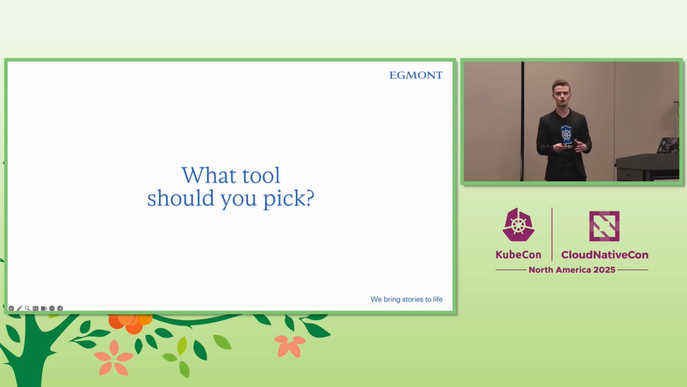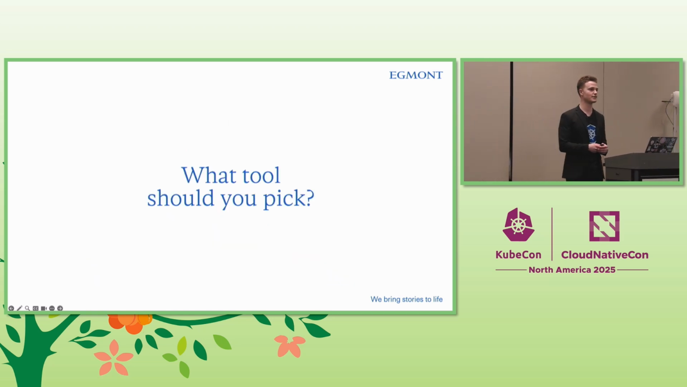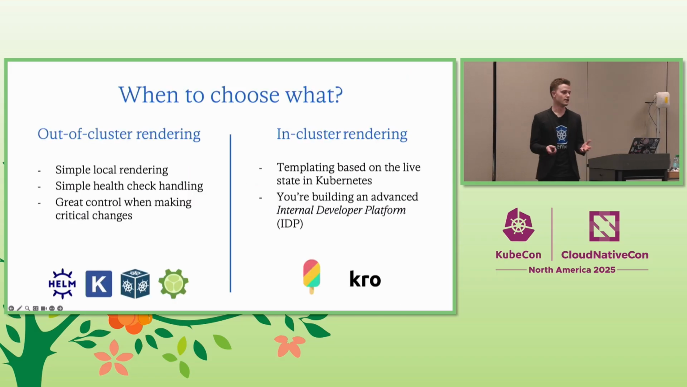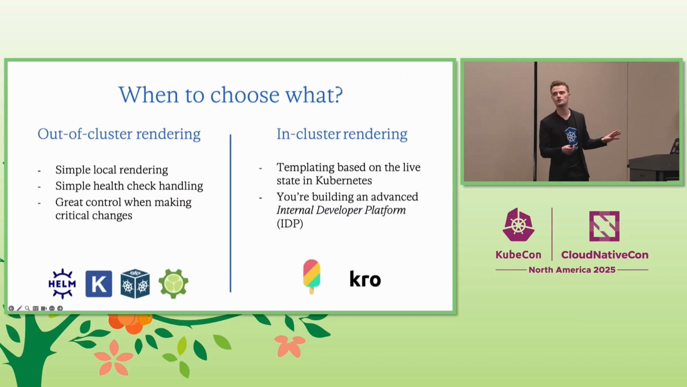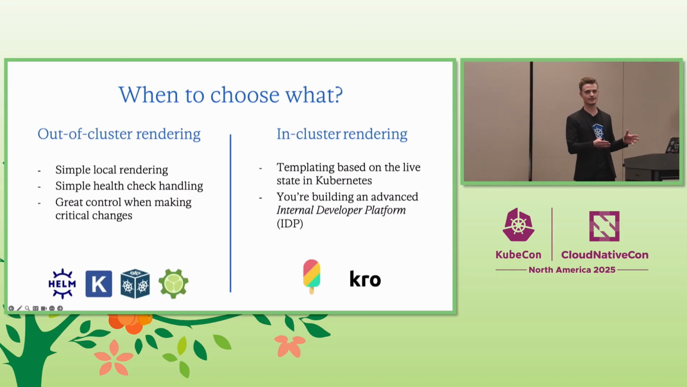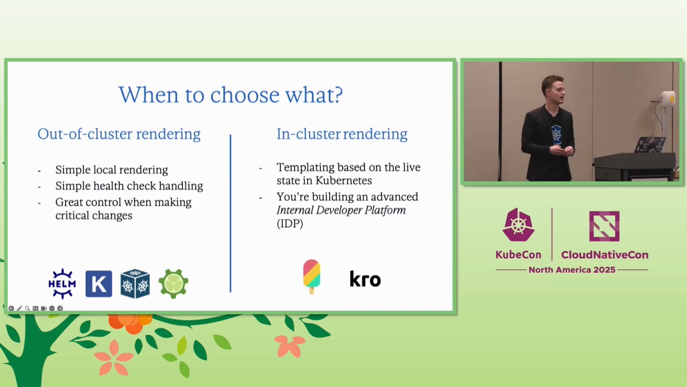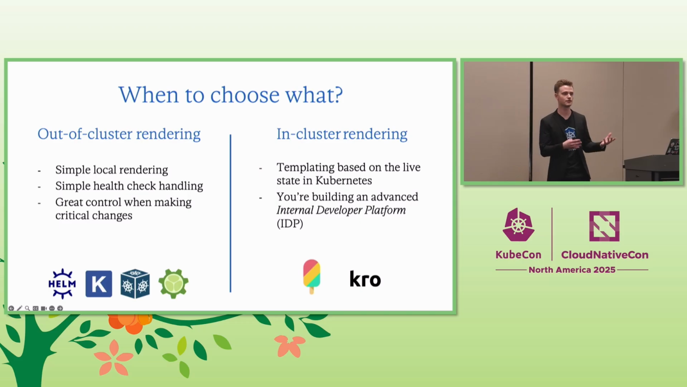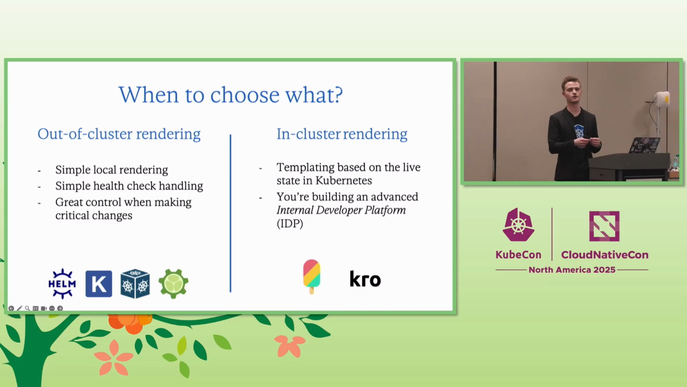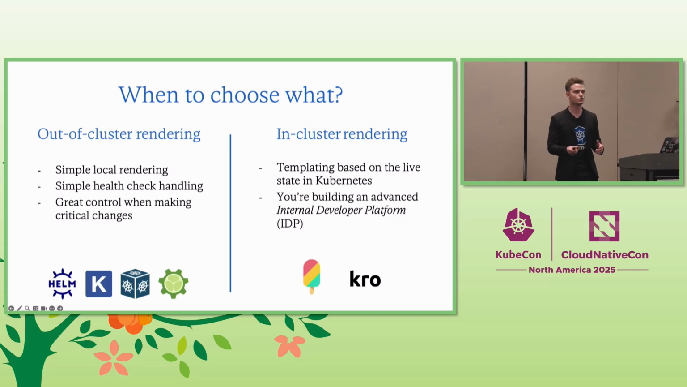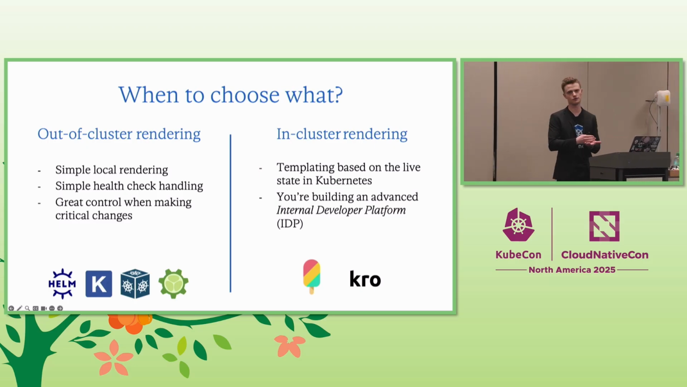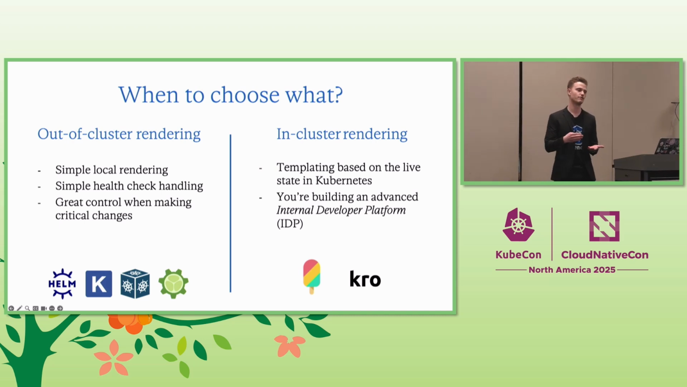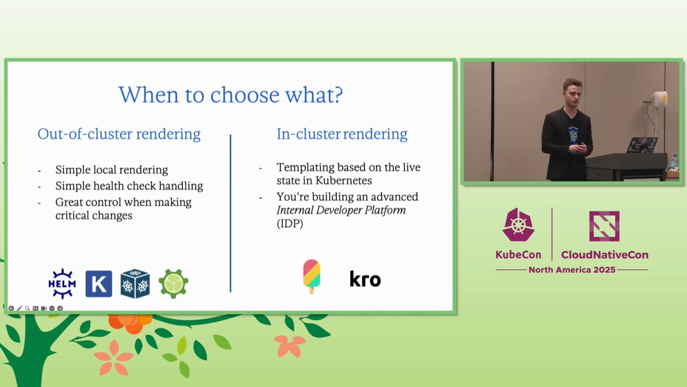So the question is, which tools should you pick? Well, I can't really answer that for you, but as I see it, if you use these out-of-cluster rendering tools, then you have access to very simple local rendering, and you have simple health check handling because it has built-in health checks for most things through your GitOps operator, and you don't have to fiddle with custom health checks for the custom resources you're creating. And I always feel like I have more control because there are more steps I can take to verify the change before it goes to production, as I just told you.